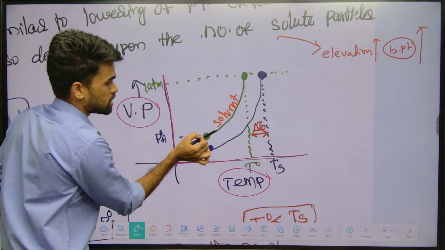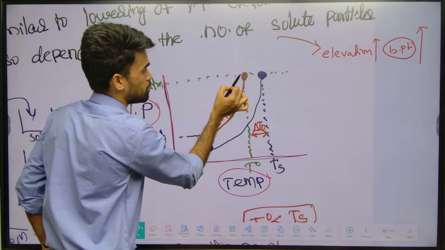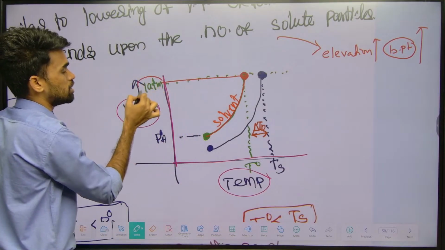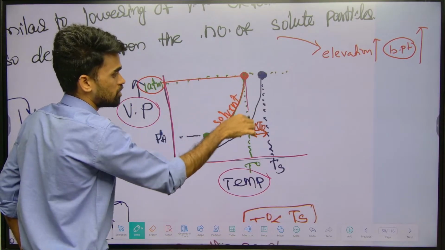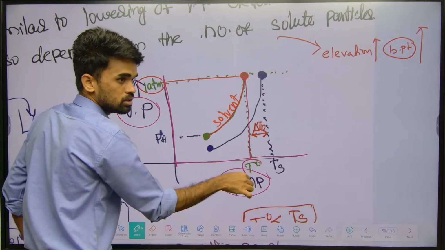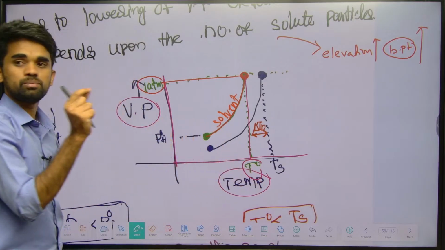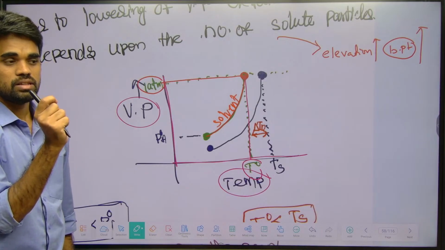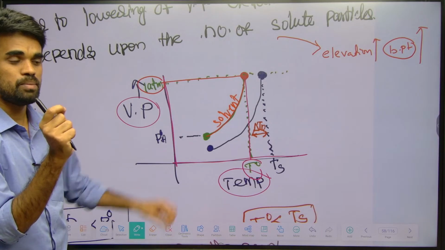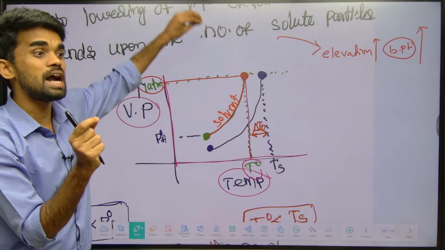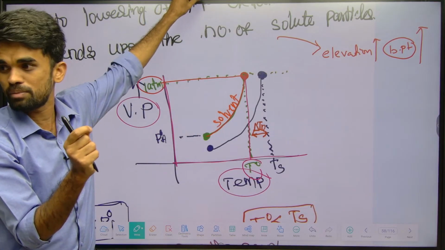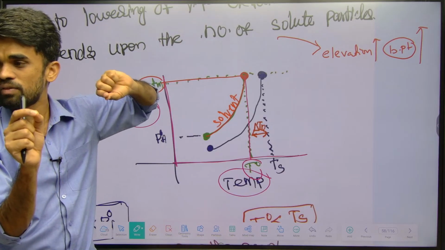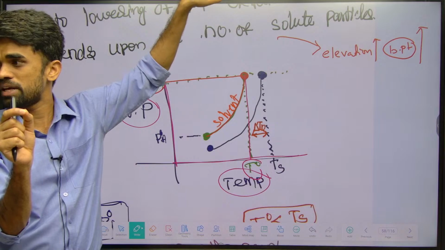Look at this. The solvent vapor pressure curve is like this. This is the temperature at which its vapor pressure equals 1 atm. Can I say this is the boiling point of the pure solvent? So what do we mean by boiling point? The temperature at which the vapor pressure of that liquid equals atmospheric pressure. Once again, what do we mean by boiling point? The temperature at which the vapor pressure of that liquid equals atmospheric pressure.